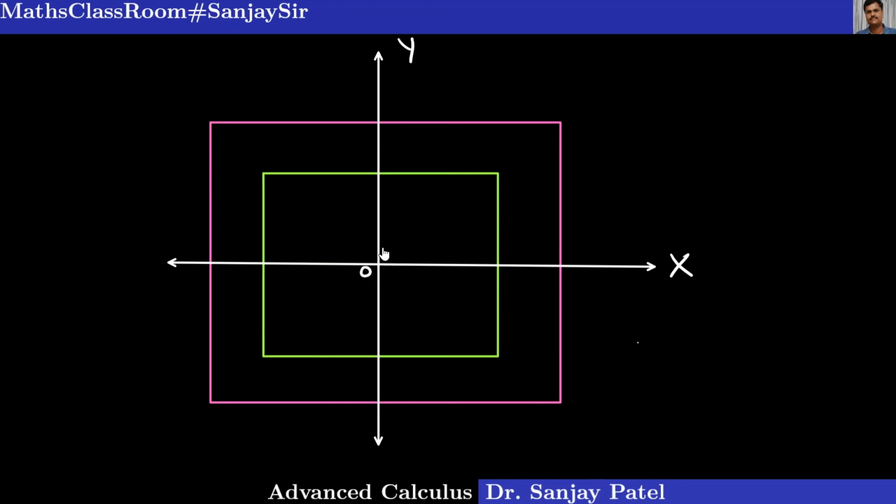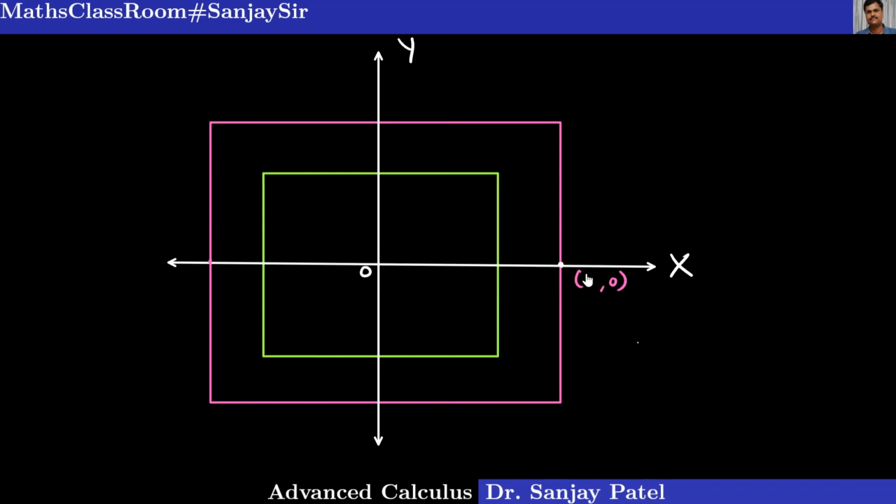And our region of integration in this problem is the area between these two squares. The outer square is this pink one, having the sides parallel to the coordinate axis with length 4 units. The total length of each of the sides is 4. So this much distance is 4. So I can take this point of intersection as 4 comma 0, sorry, not 4 comma 0. It is half of that, because the whole length is 4.